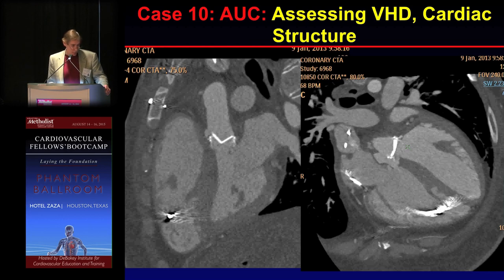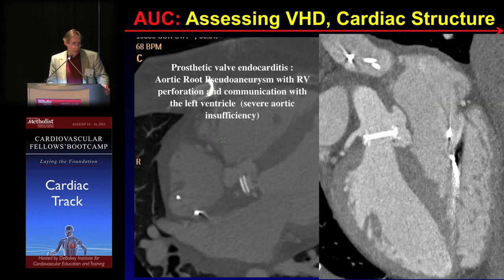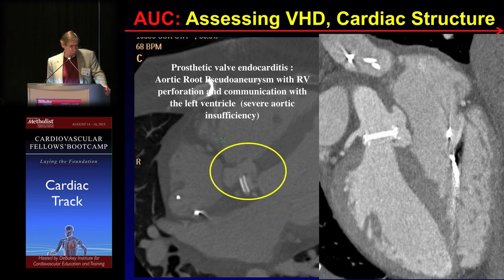Okay? And so this was actually a very interesting case. Okay, this was a case of a patient with a prosthetic valve endocarditis who had an aortic root pseudoaneurysm with RV perforation and also severe aortic insufficiency. And so you can see that very nicely here, and you can see here the aortic root where you have a pseudoaneurysm of the aortic root. You have communication with the right ventricle and communication with the left ventricle. And this patient went for, obviously, extensive repair of this.